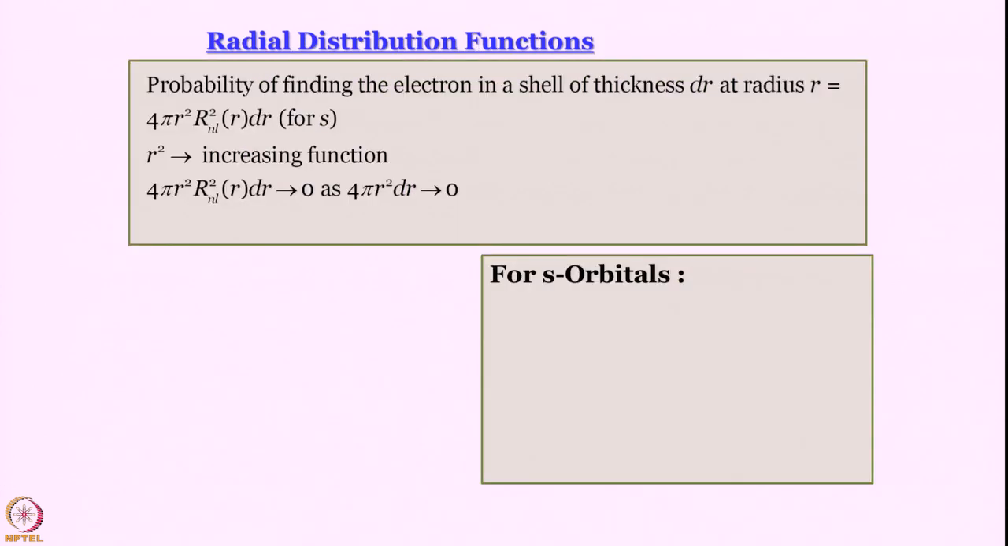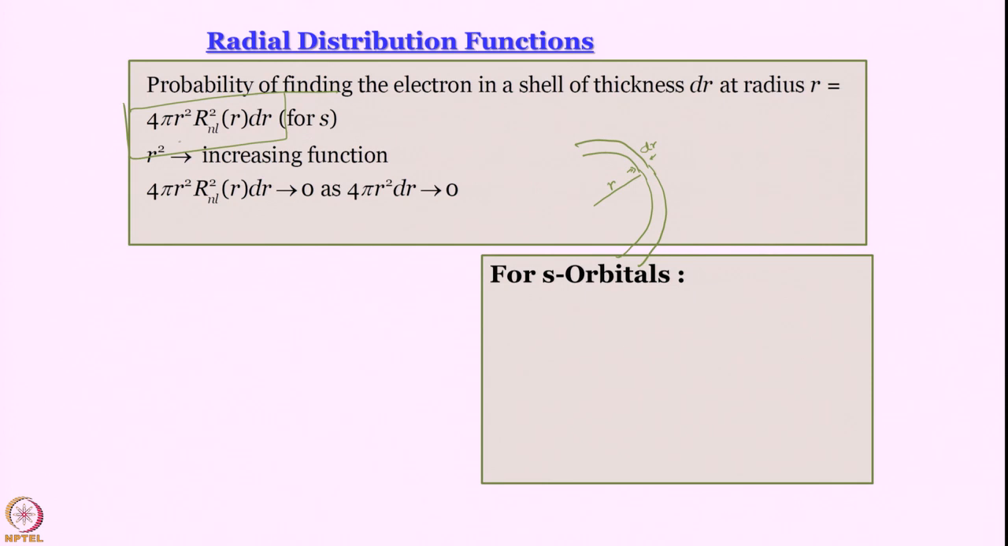What does it now mean for an s orbital especially? What it means is that if I want to find out the probability of finding the electron, s electron, in a shell of thickness dr at a radius r, so this is small r, and when I write like this, it means the separation between these two arrows is dr. So, what is the locus of this point? A circle. What is the locus of this point? Actually a sphere, not even a circle. So, what I get is a spherical shell, right? So, probability of finding the electron in a shell of thickness dr is actually this.